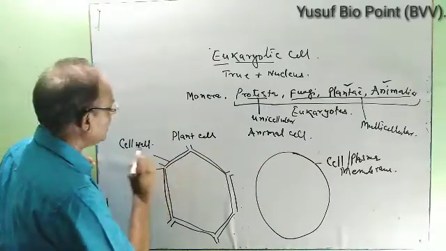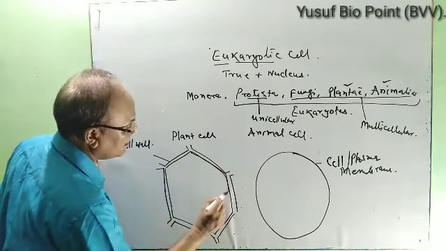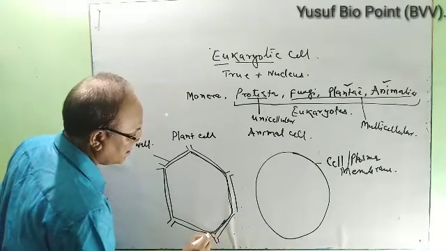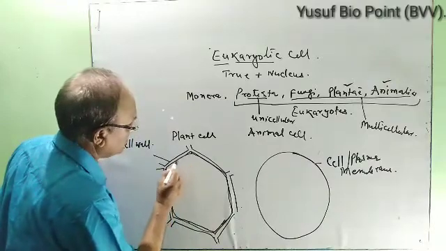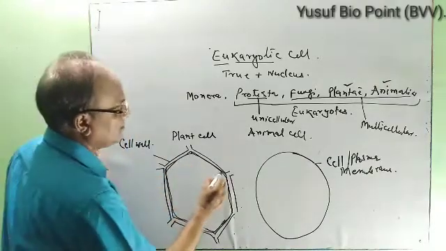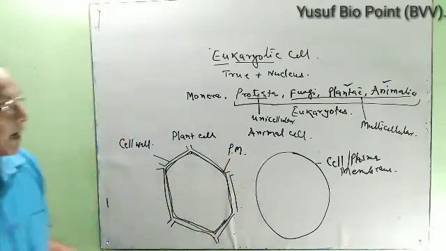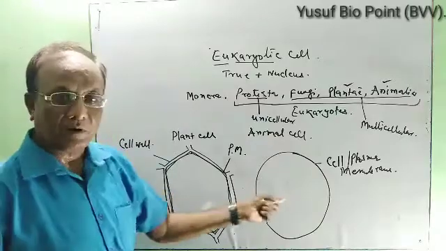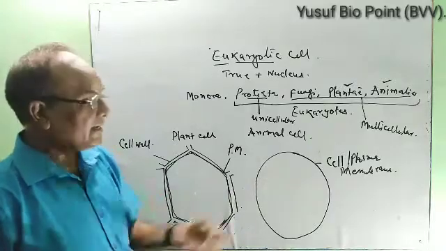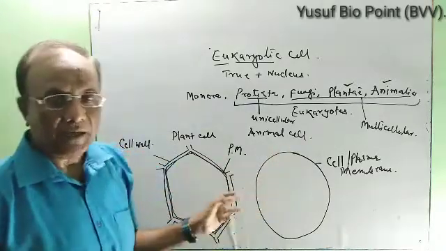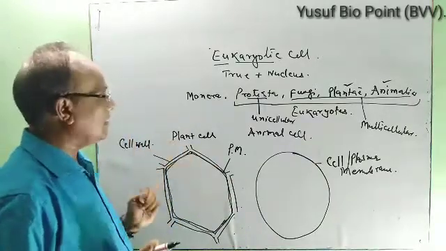Below the cell wall, the plasma membrane is also found. So the cell membrane is found in both, either in plant cell or animal cell. In the animal cell, it is the outermost, and in the plant cell, it is found below the cell wall.